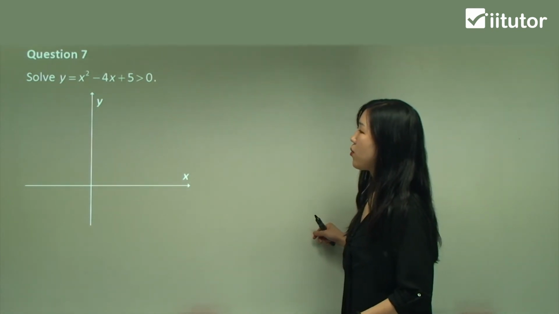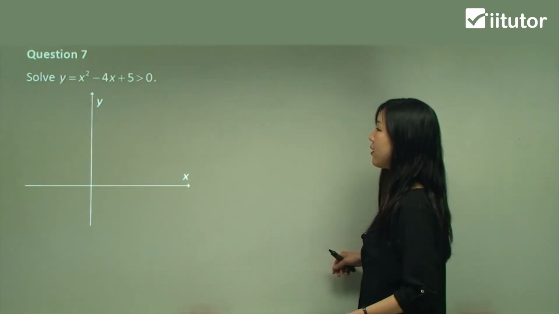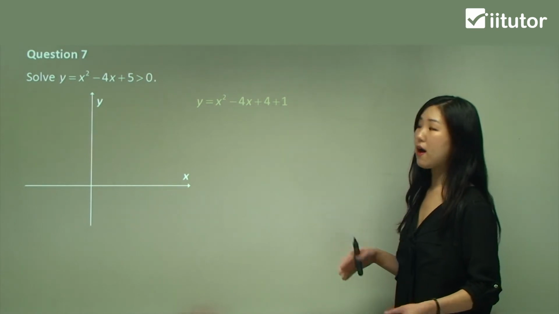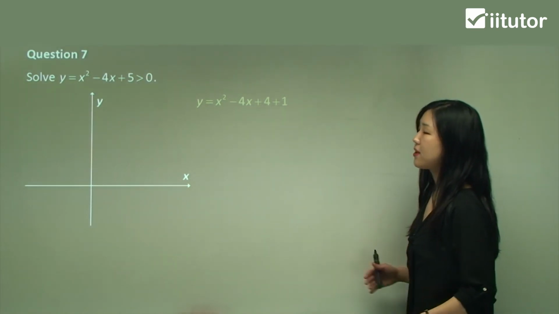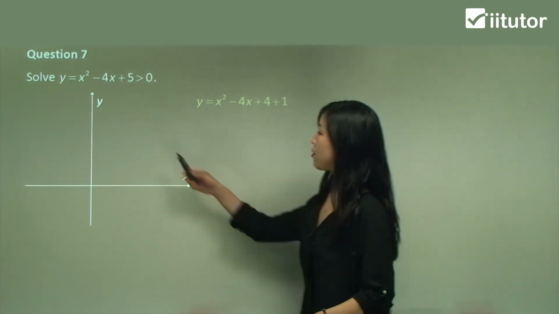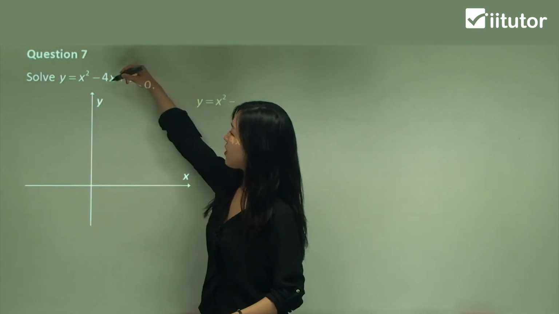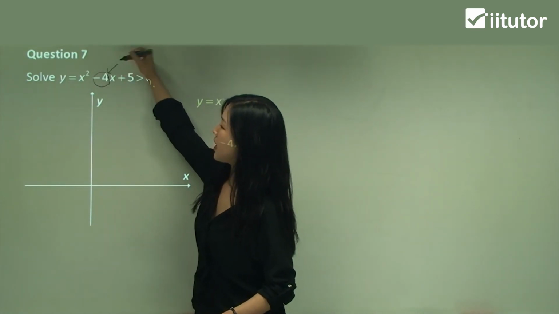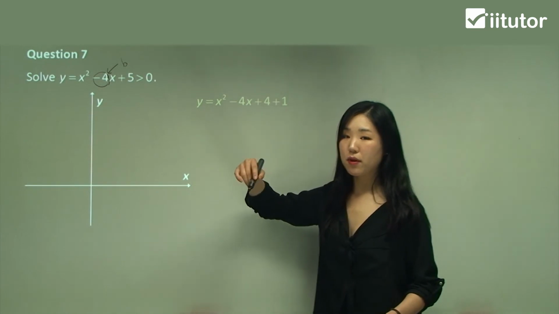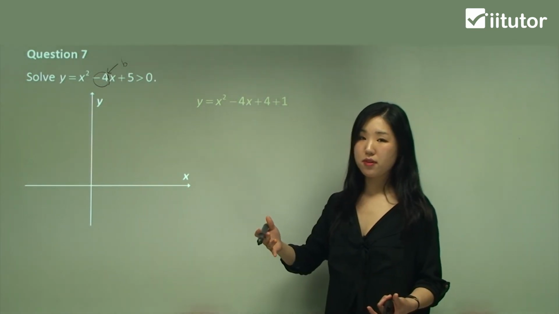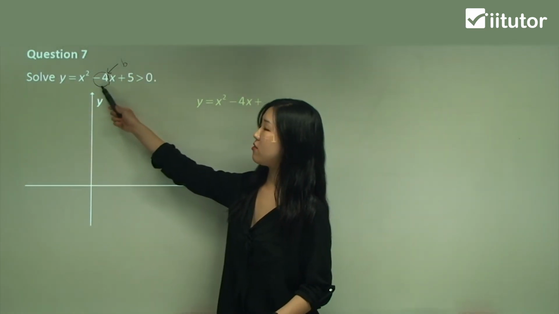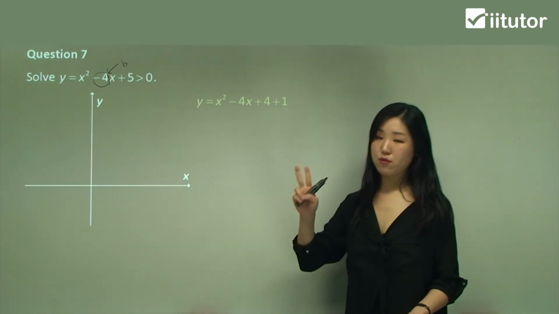Alright, this one, we have where y is greater than 0. So again, guys, I'm going to use my completing the square method. What I'm going to do is I know that b is negative 4. So b divided by 2 squared, right? That's what we do for completing the square. b, which is negative 4, divided by 2 is negative 2.